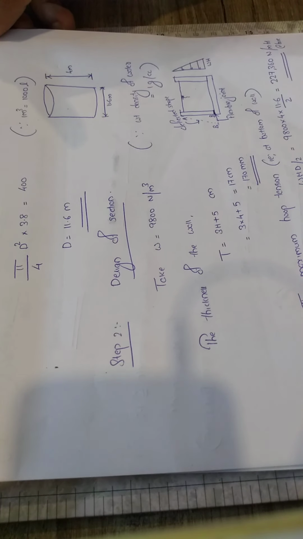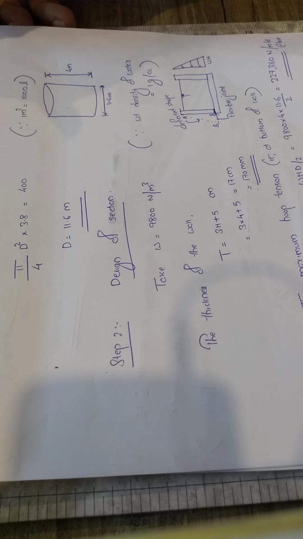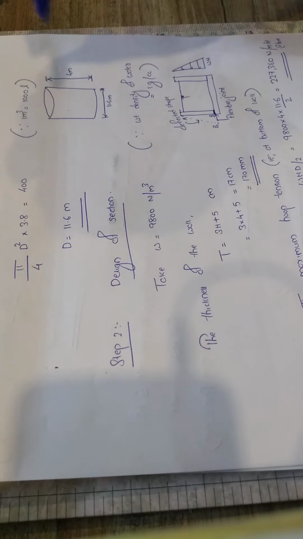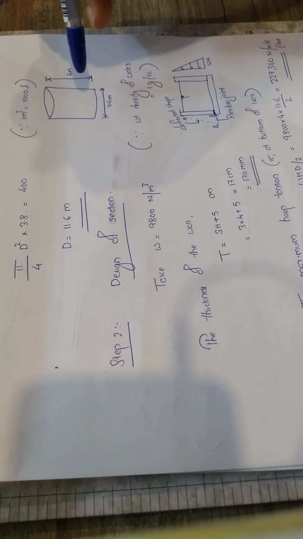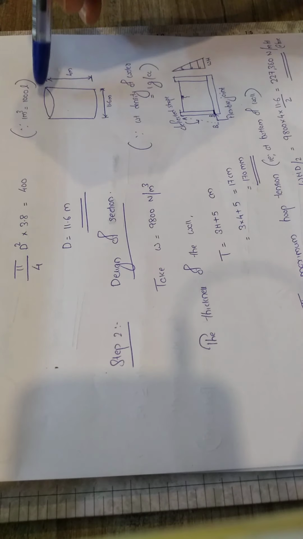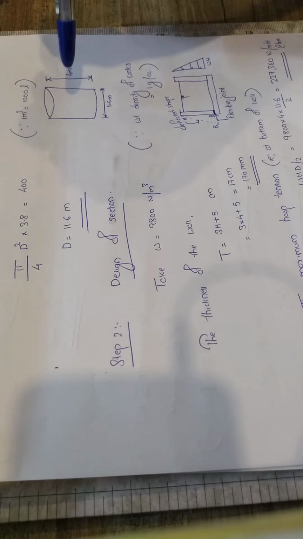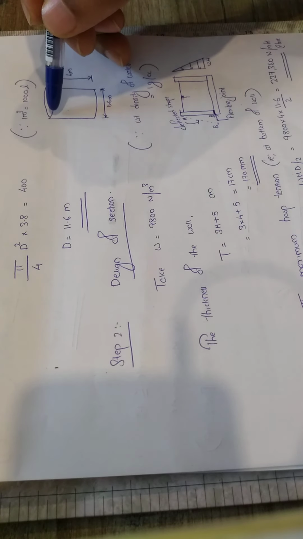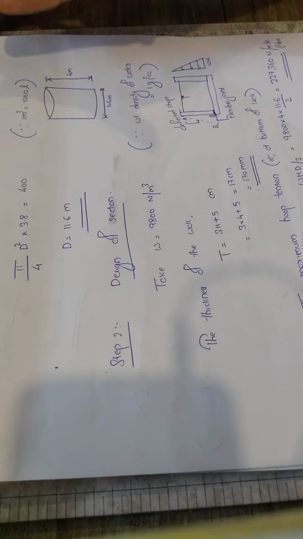In step 2, is the design of section. So here we find out what is the depth. It's already given. We found out the diameter. So that geometry is over. Then we have to find out the section. Section means the wall thickness, the AST, like that.